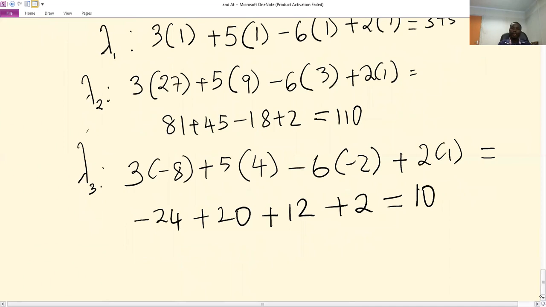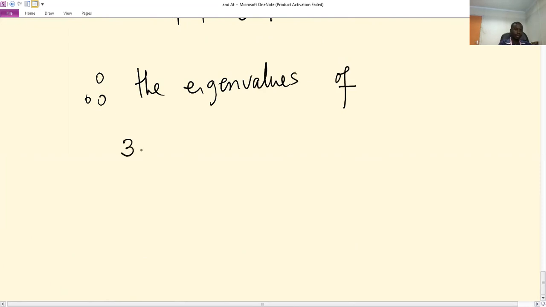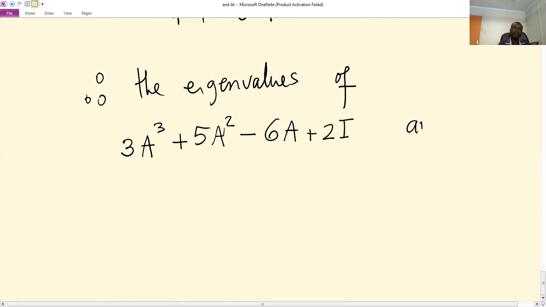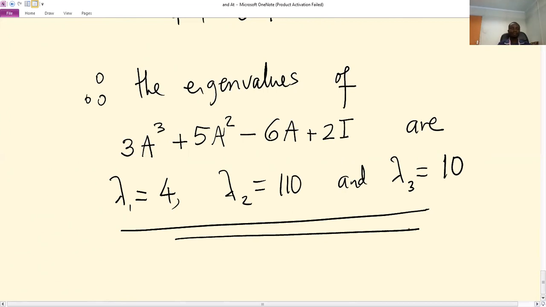So therefore, the eigenvalues of 3A power 3 plus 5A squared minus 6A plus 2I are: lambda 1 is 4, lambda 2 is 110, and lambda 3 is 10. So that is how to find the answer to that problem. Thank you.